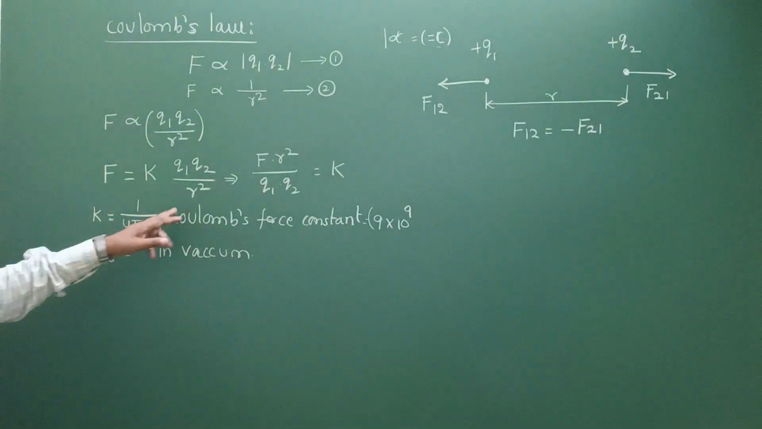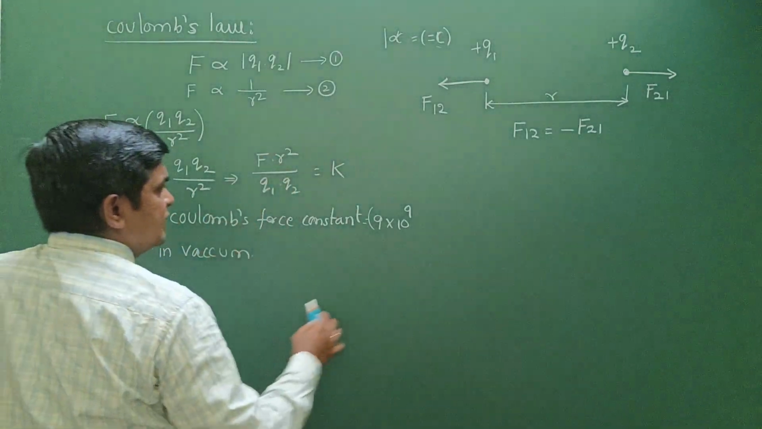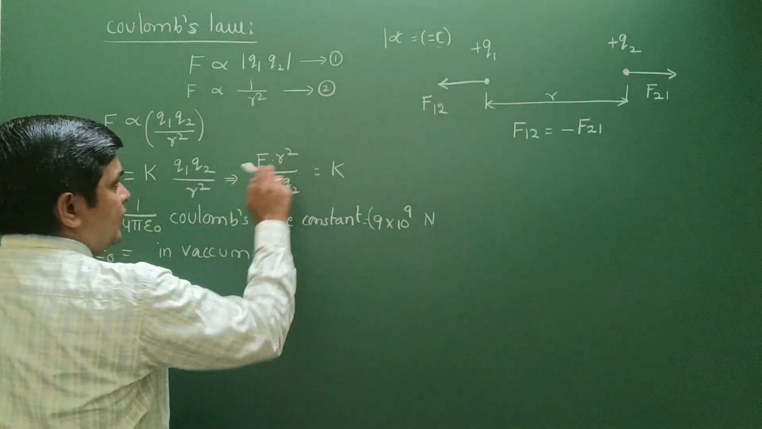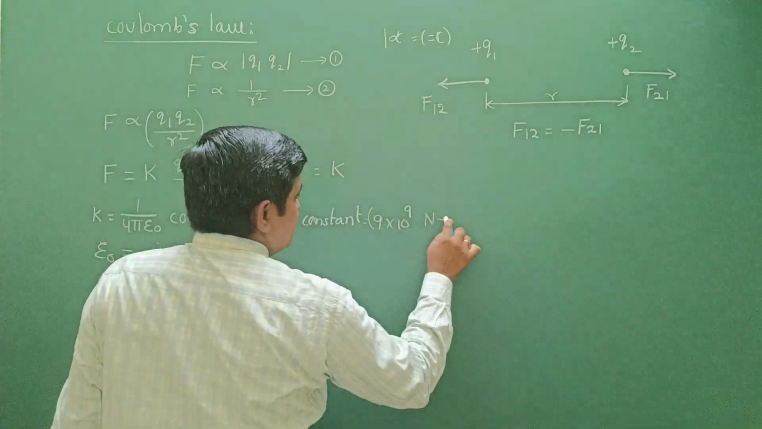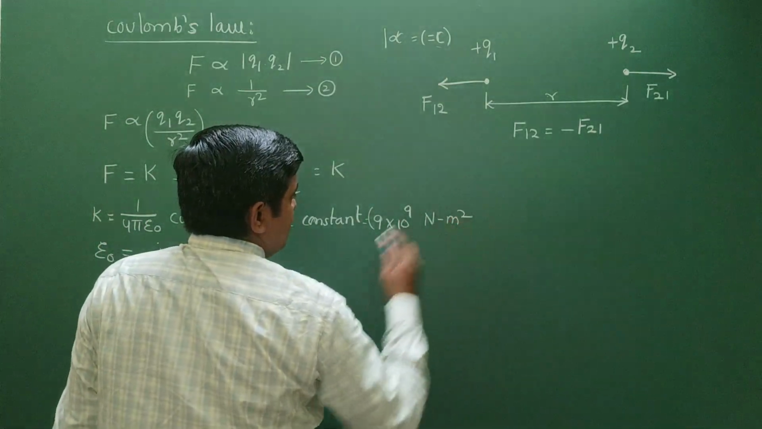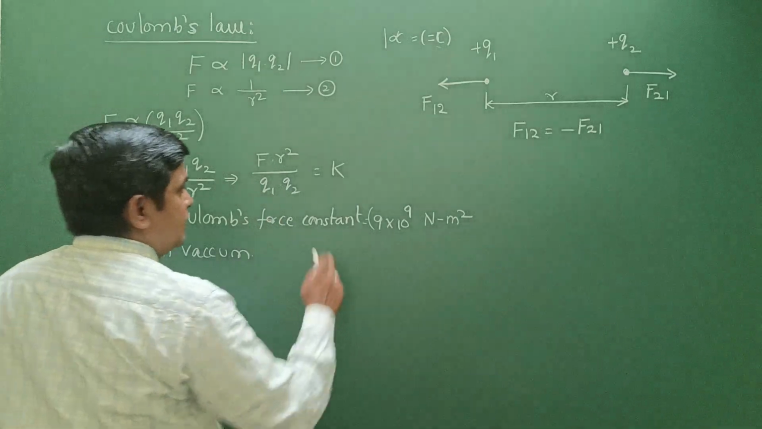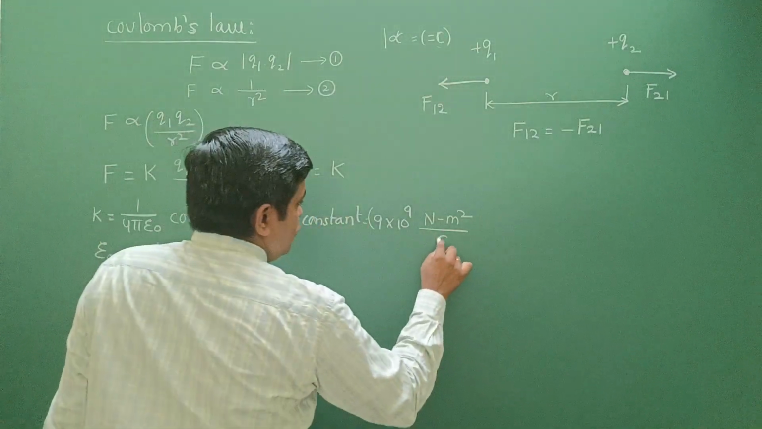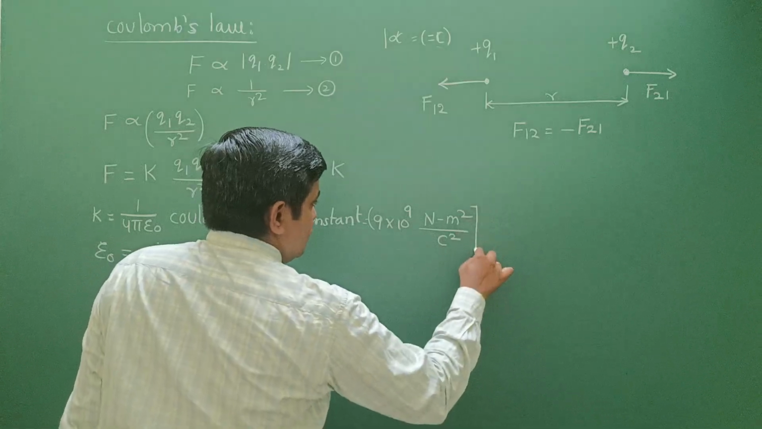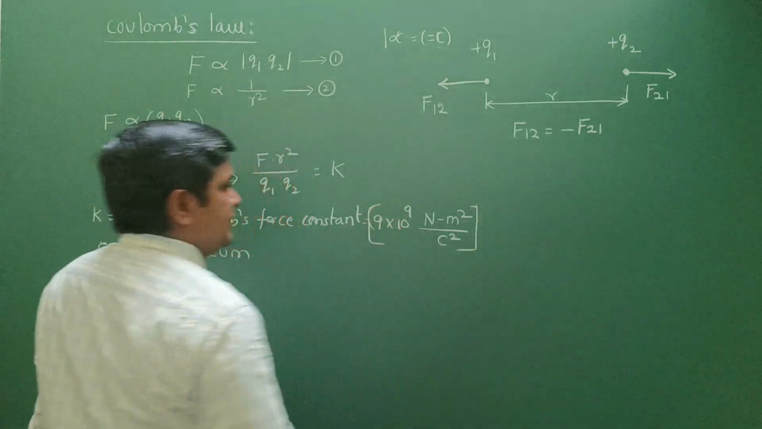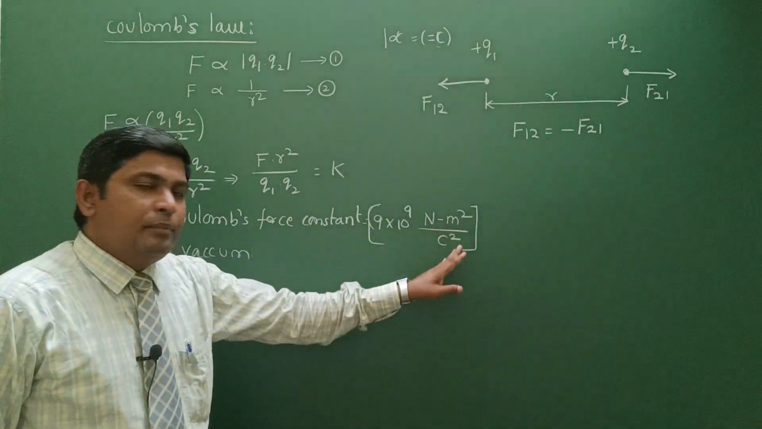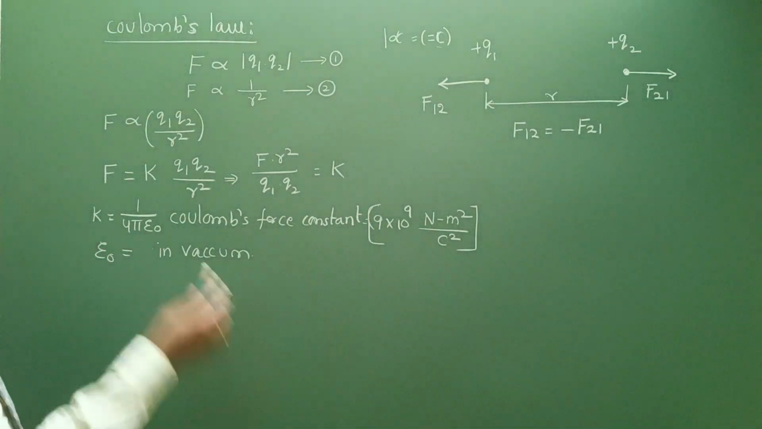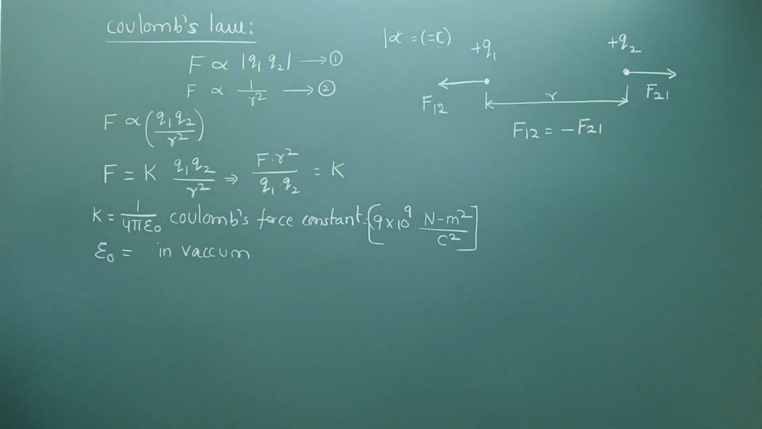F is nothing but force, whose unit is Newton. r is distance, SI unit meter, so meter square because it is distance square, r square. Charge is coulomb, into charge, coulomb into coulomb, coulomb square. So what is the unit of that? It is Newton meter square per coulomb square. So that is going to be the value.